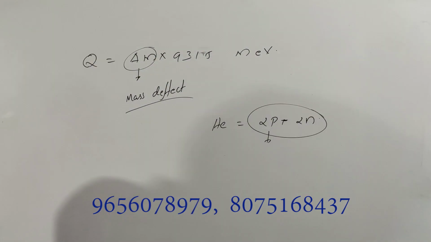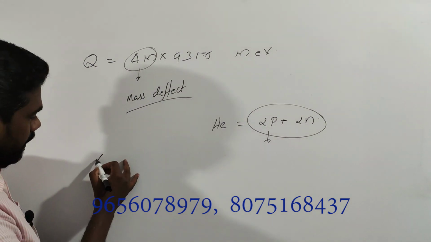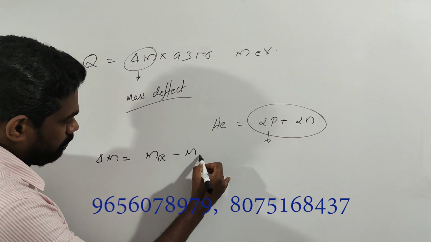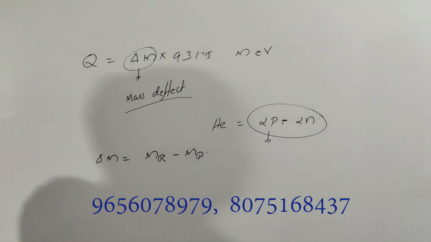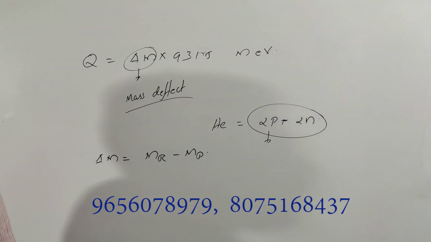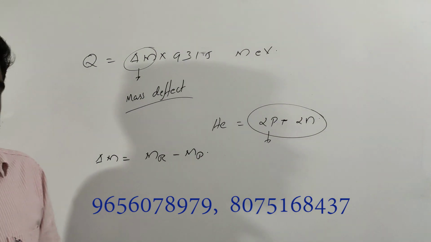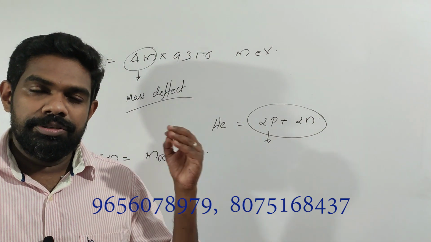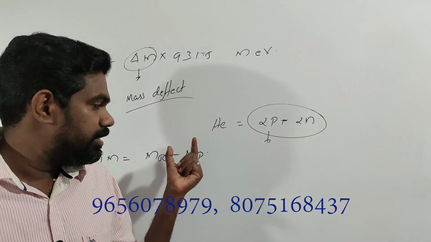Mass defect, we can say delta M equals mass of reactant minus mass of product. So that is the mass defect. In this particular case, 2 hydrogen nuclei combine to form a helium nucleus and some other particles. During that process some energy is released. That energy is coming from this mass defect.